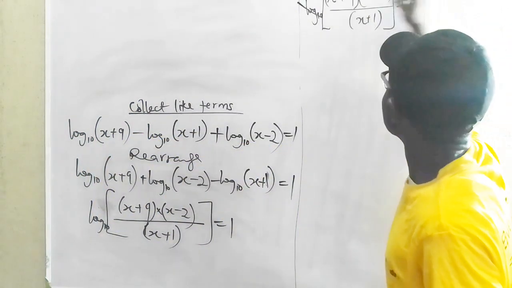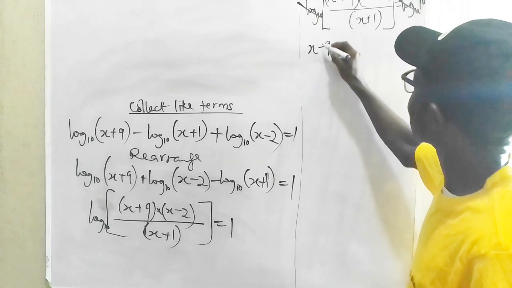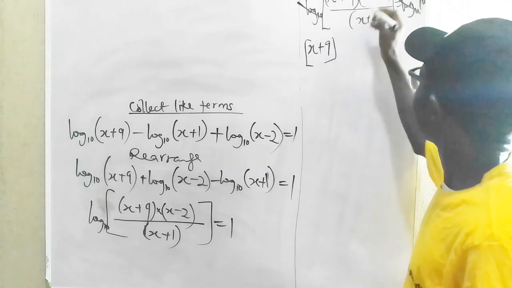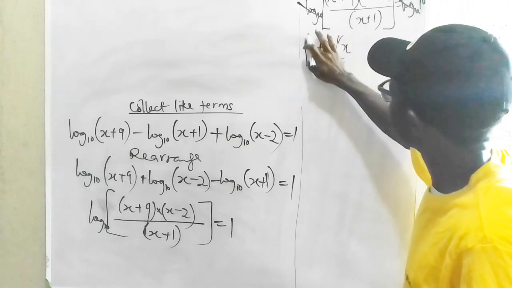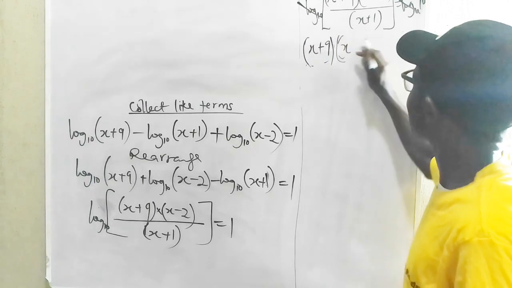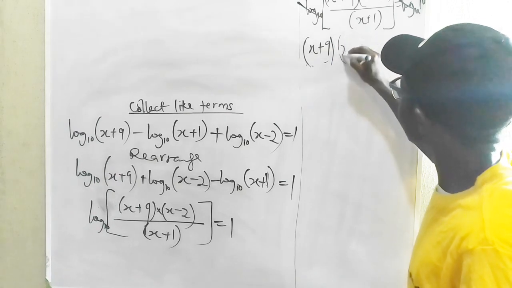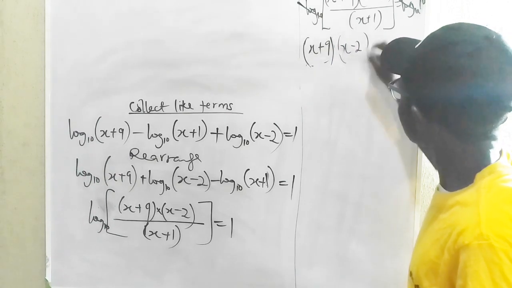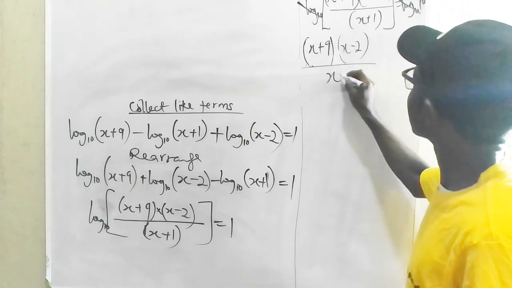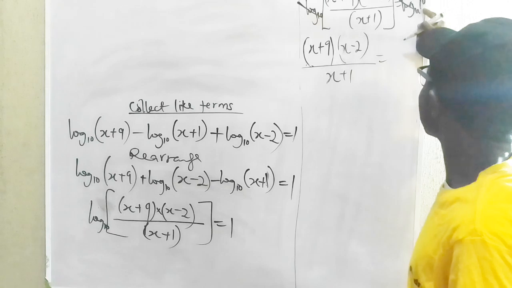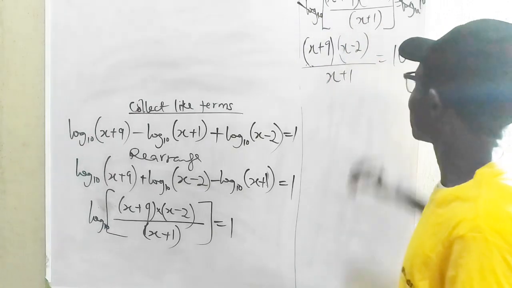This log cuts this off. So what remains becomes x minus 9 plus 9 and x, x minus 2 all over x plus 1 is equal to 10, because the log 10 has cancelled each other out. So this will be 10.